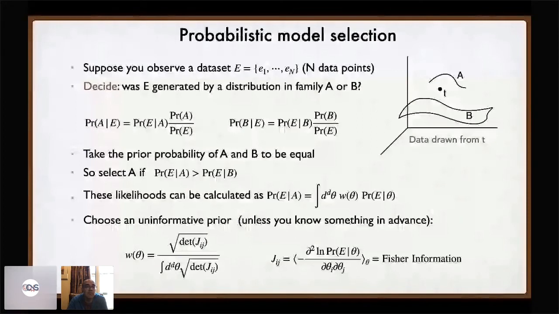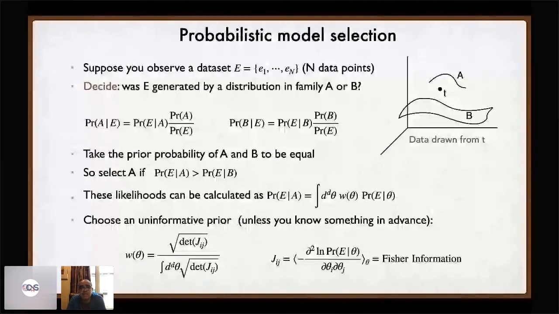Having put that in, suppose you take the model families to be equally likely. Then maximizing the posterior probability, the probability of A or B given the data, is equivalent to selecting based upon the likelihood. In other words, you can select the model A if the likelihood that A generated the data is greater than the likelihood that B generated the data. Now, the next step, if you're going to do probabilistic model selection, is you need to calculate these likelihoods, the probability that the data might have been generated from A.